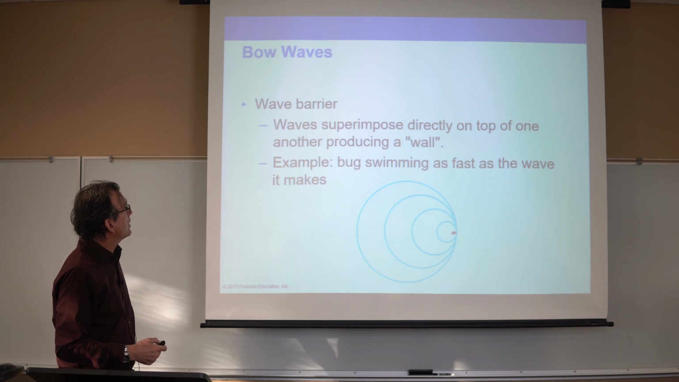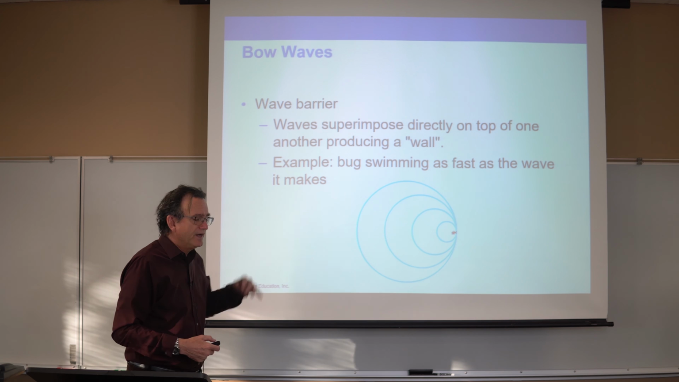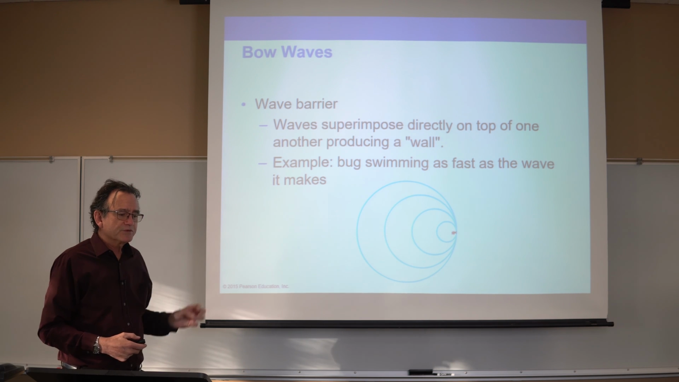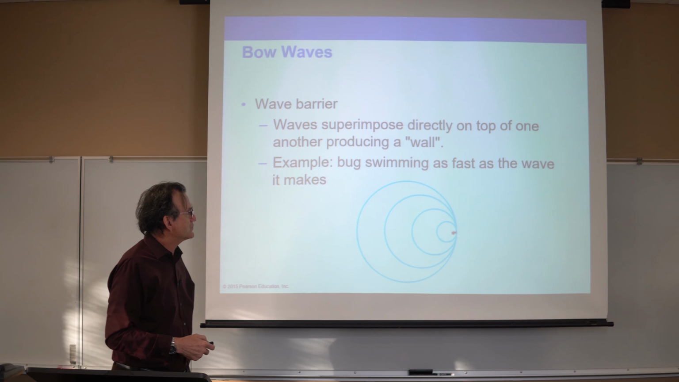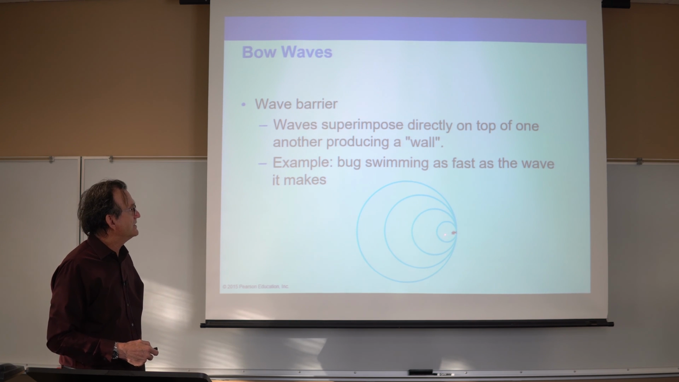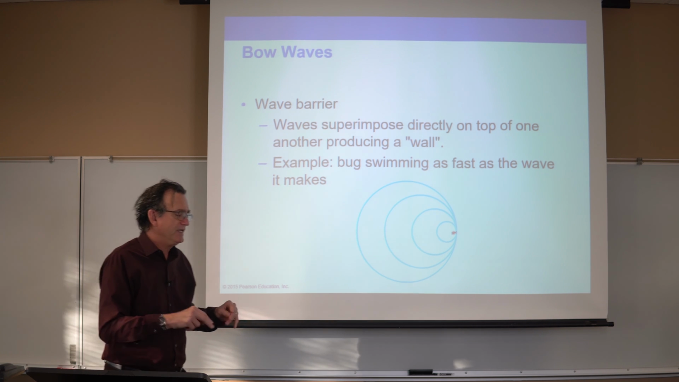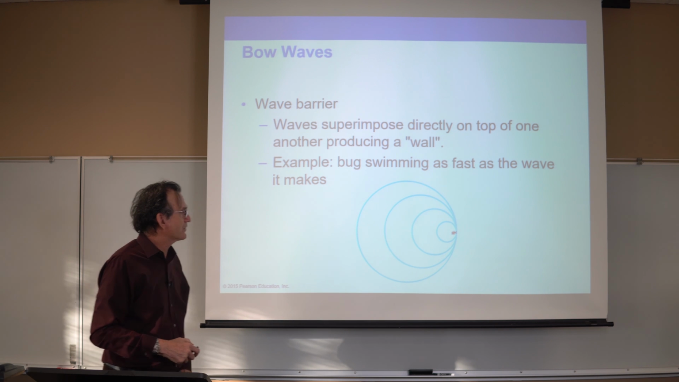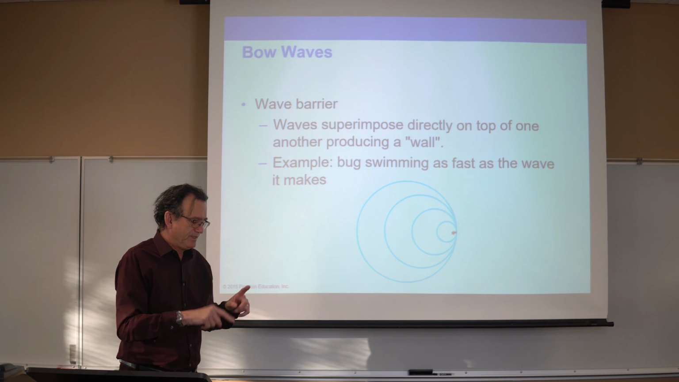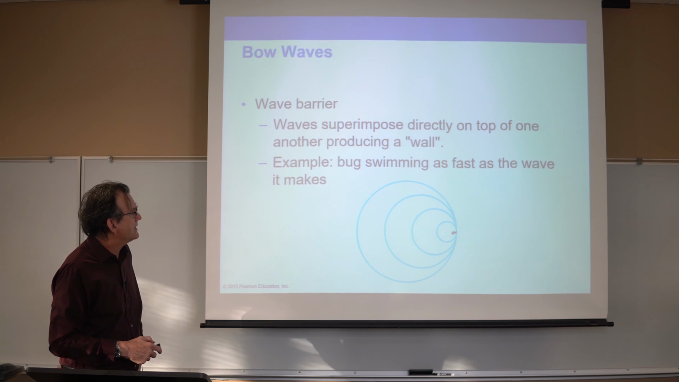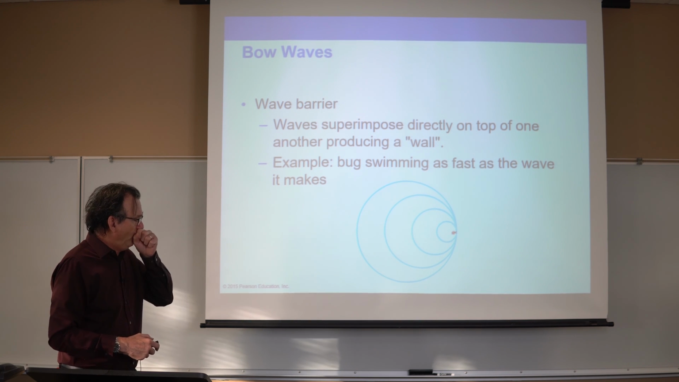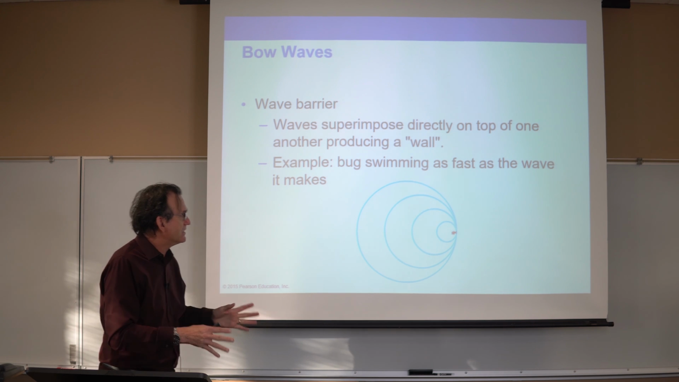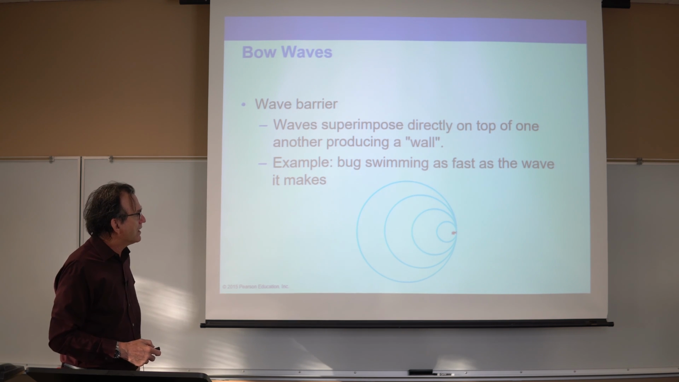So next we're going to talk about the shock wave. The shock wave is one that is produced when the source of the wave, in this case a bug swimming on the surface of water, is crawling along the surface and making disturbances in the wave. Instead of making concentric circles, which would happen if he was standing still on the water, he begins to make waves as he is moving.